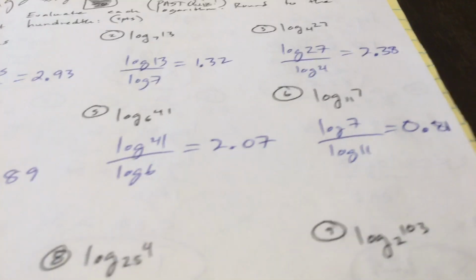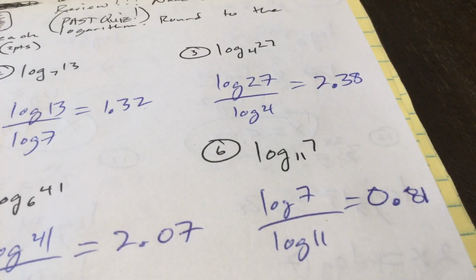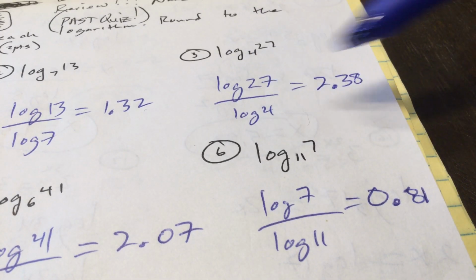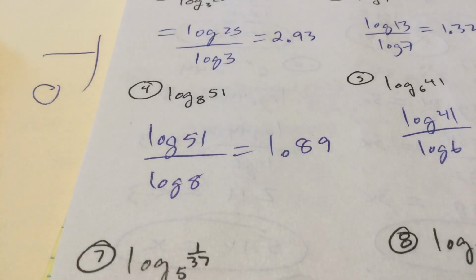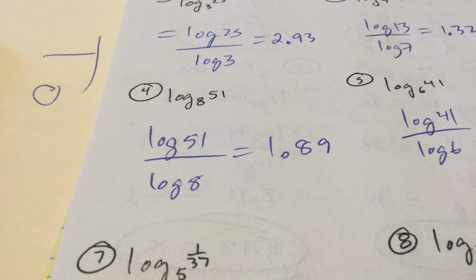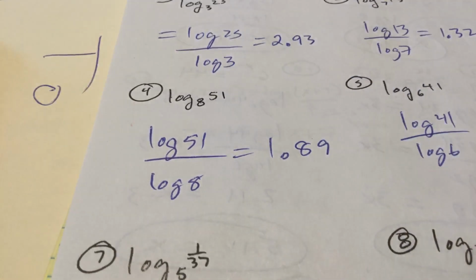So that's what we're doing on this page. Log of 27 over log of 4. Again, the base is always at the bottom. Log 4 at the bottom. It's not always the bigger number. We're going to have some here where the base is actually bigger, like 6. Log 51 divided by log 8.